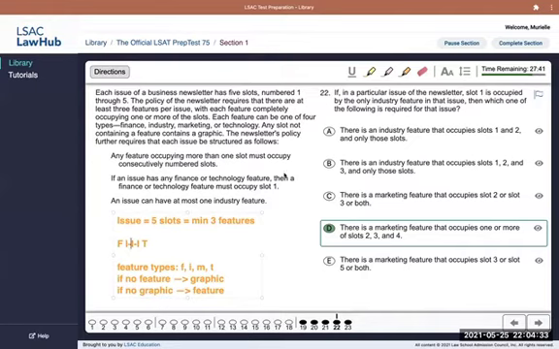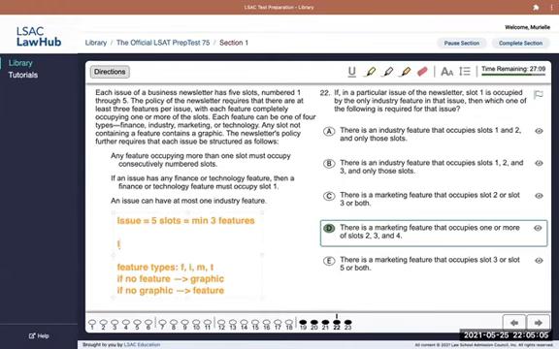The way that that's going to apply to these questions here. So question 22. If in any particular issue, slot 1 is occupied by the only industry feature in that issue. Okay, so what would that look like? So slot 1 is occupied by the only industry feature. Okay, so I know that that is slot 1, but what I don't know is, does that feature continue on to slot 2 or to slot 3?